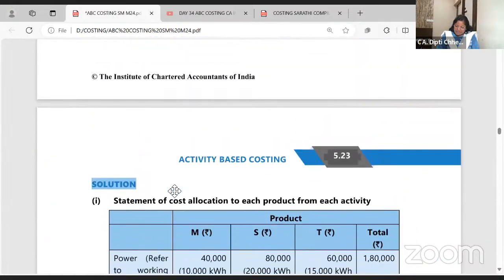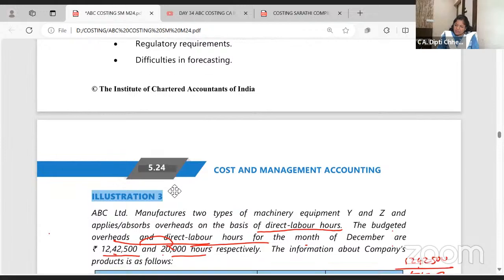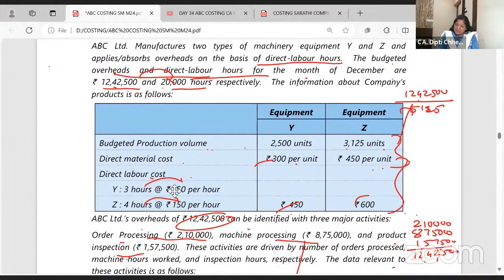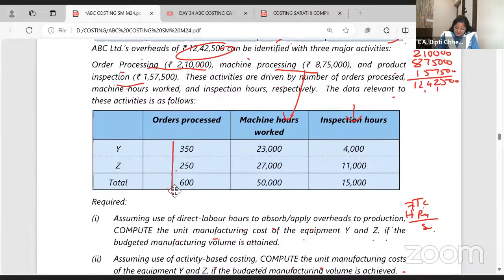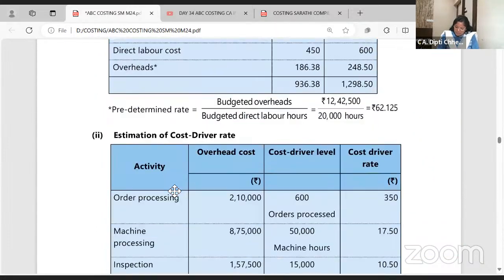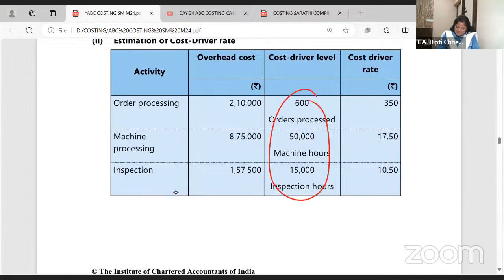Okay, illustration. Did you understand, dear students, all of you? Did you understand what I told you? What are cost drivers now? What are cost drivers? These are drivers, denominators.